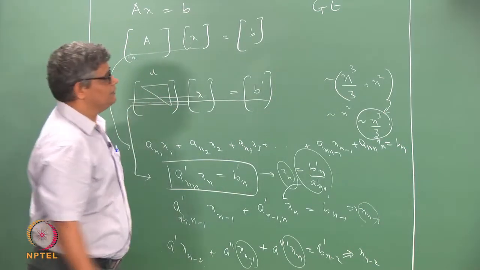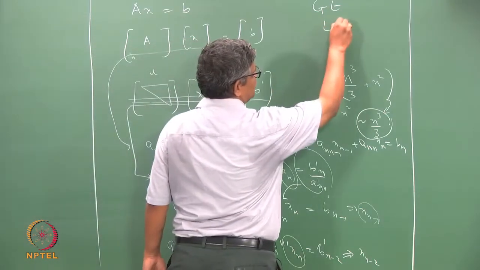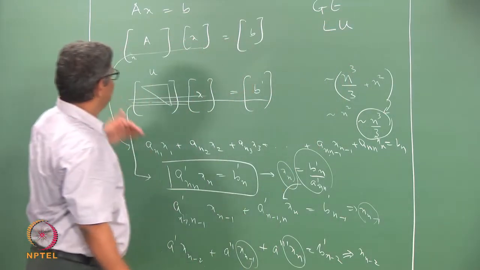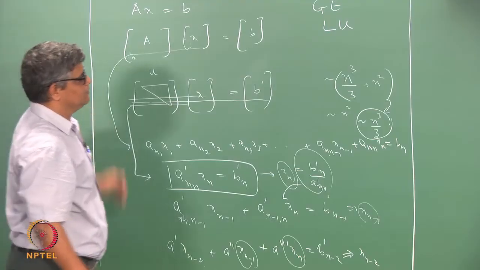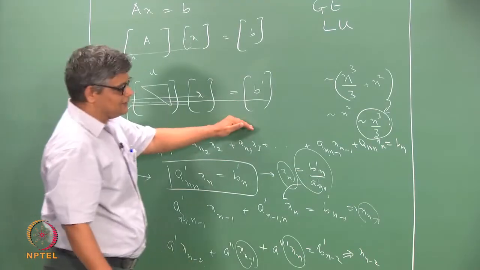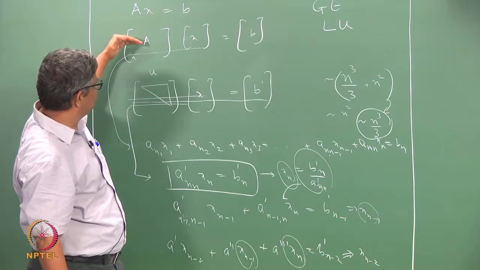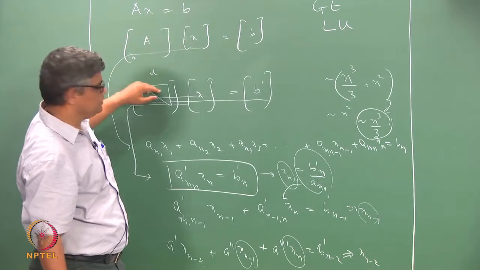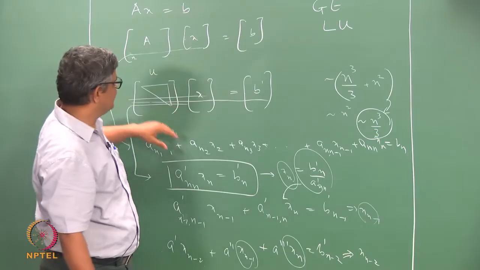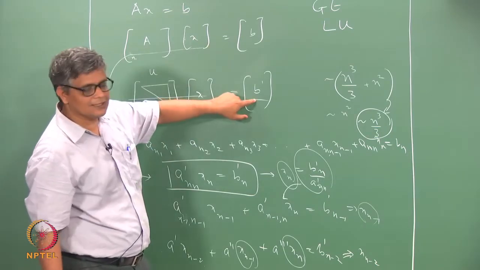The other method that we looked at, which is the LU decomposition method, is similar to this in principle. In the case of Gaussian elimination, as we transform Ax equal to b into Ux equal to b prime, the right hand side is also getting transformed.